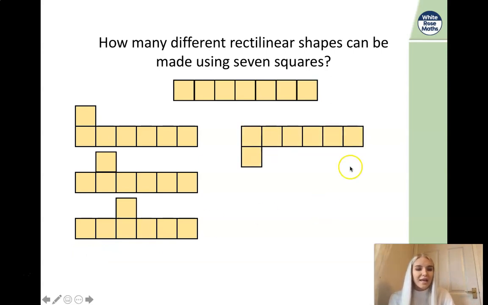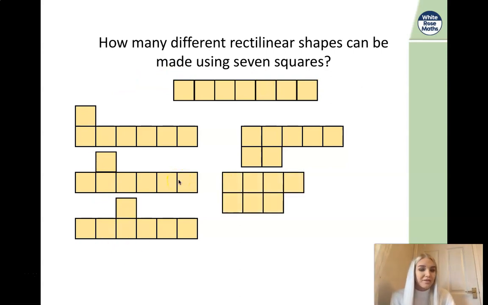Then I could take one of my squares down here and use it to make another rectilinear shape. And then I could switch positions with that too. So can you see I'm working systematically to make as many as I can? So I'm going to start with the first bit, then the second square, then the third square, and make my way round.